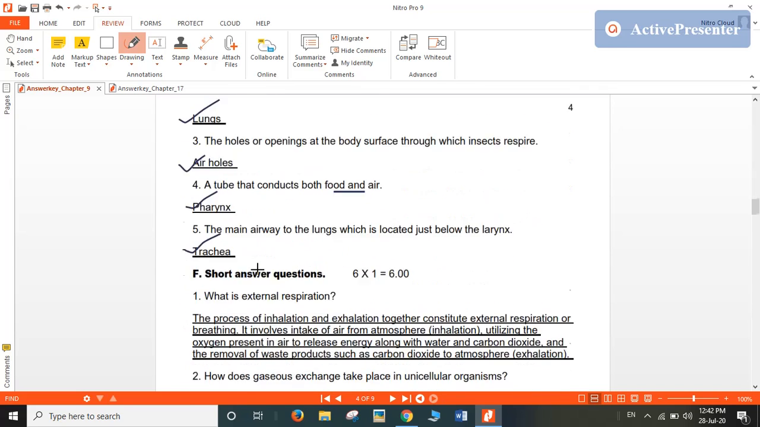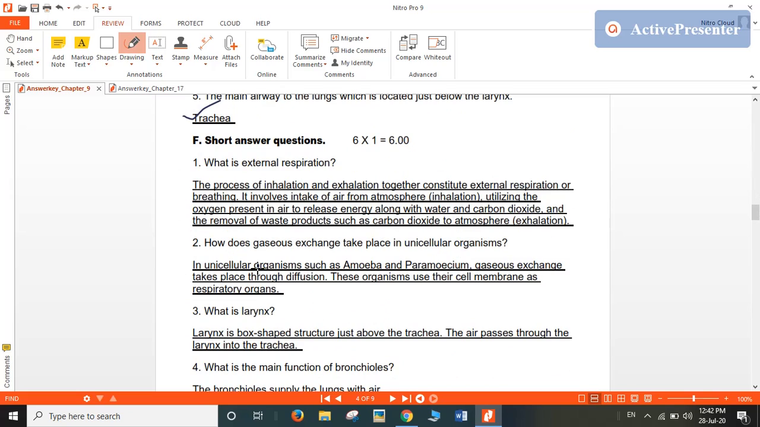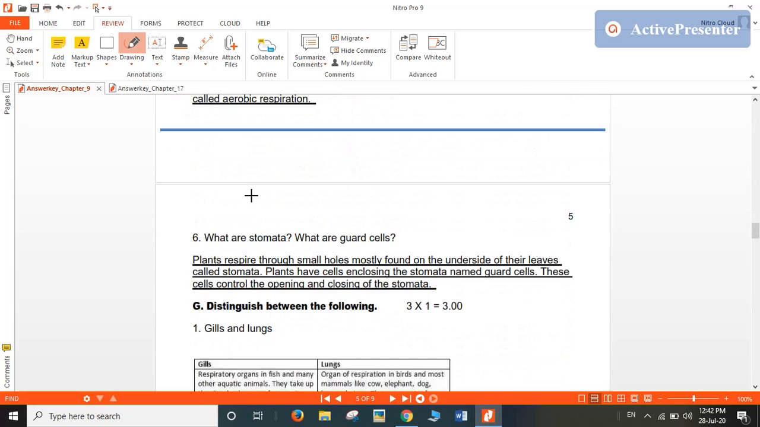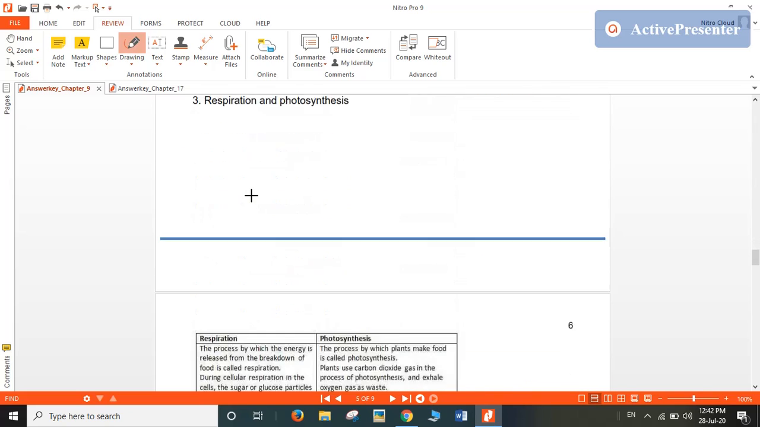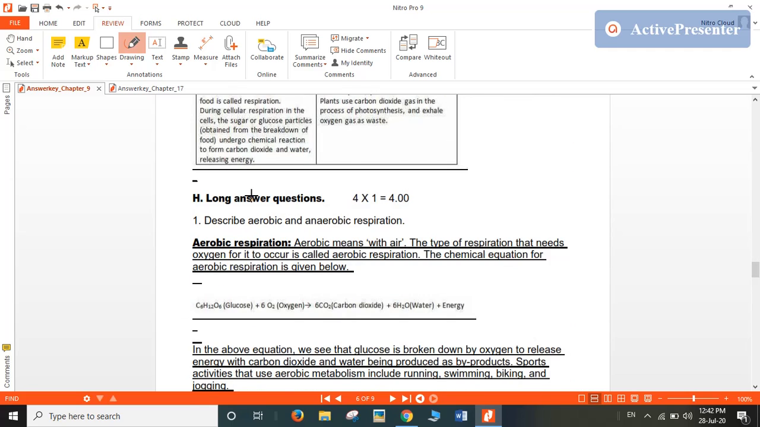So that's it in chapter number 9. For short question answers, distinct and long question answers you have to learn by yourself, and I am sharing this answer sheet in the WhatsApp group.